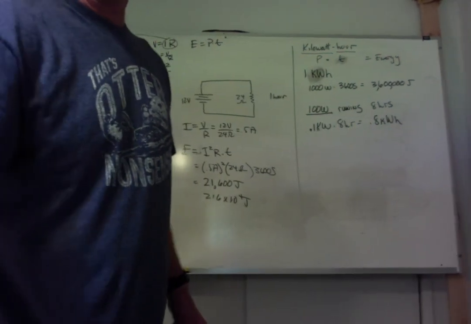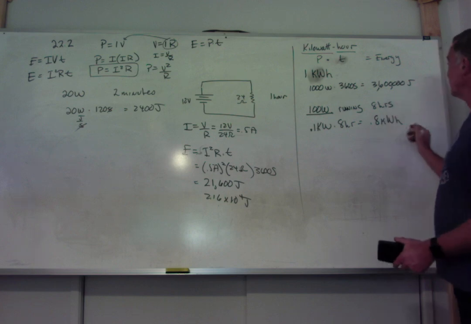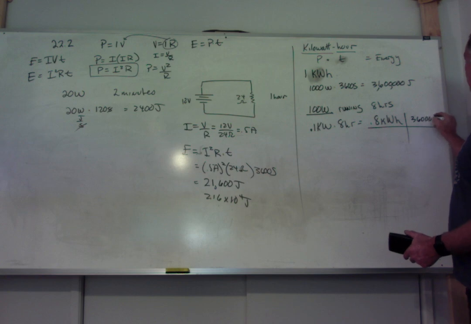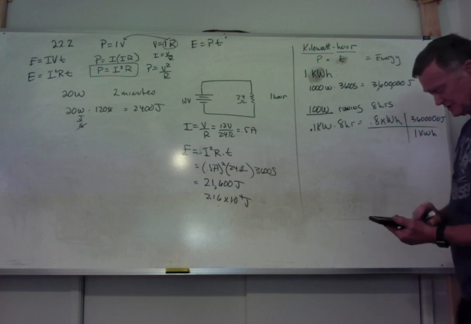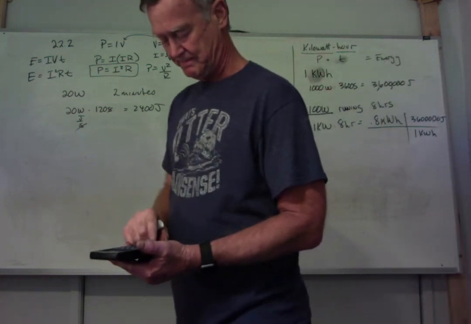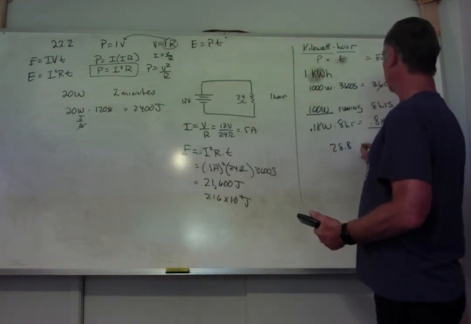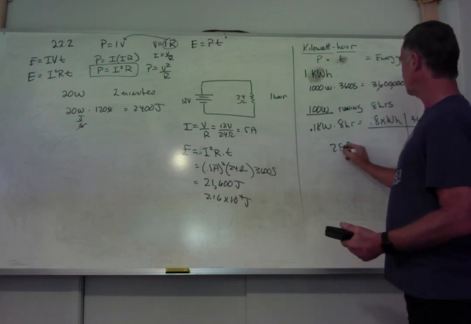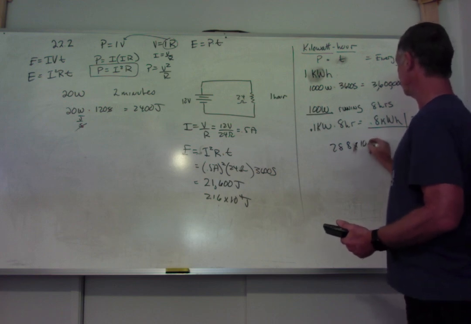Now, if you want to figure out how much that is in terms of energy, this then would be 3.6 million joules for every 1 kilowatt hour, and 0.8 times 3.6 is 2.88, so 2.88 times 10 to the 6 joules.